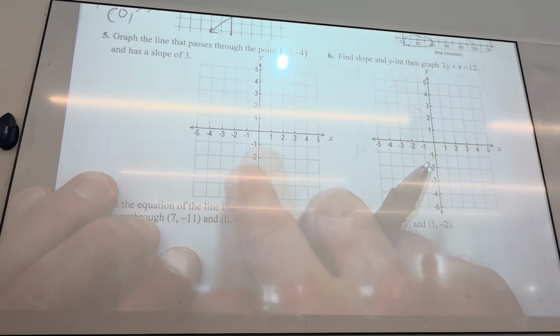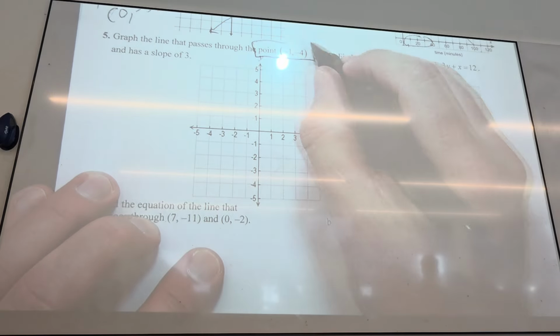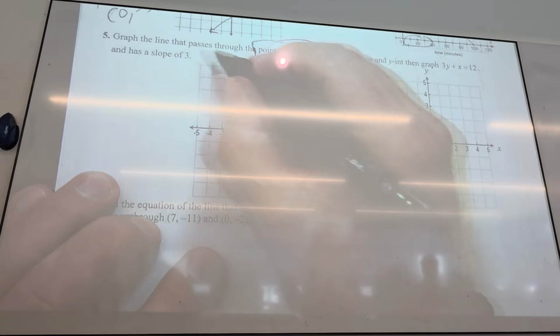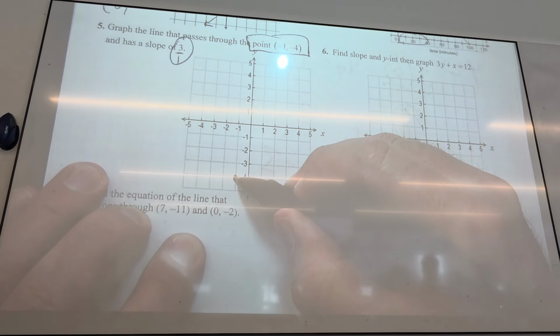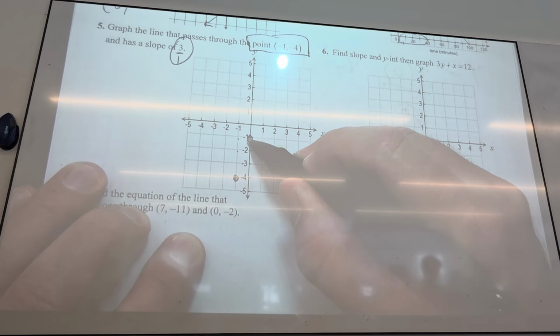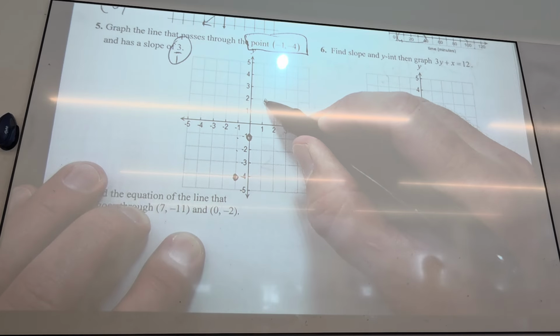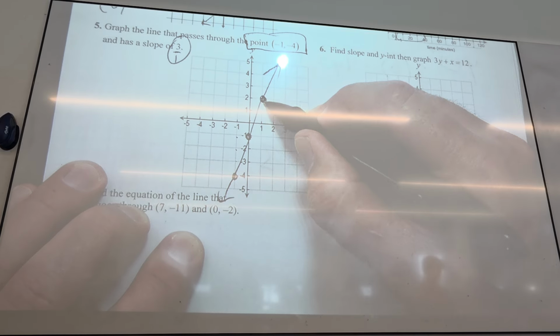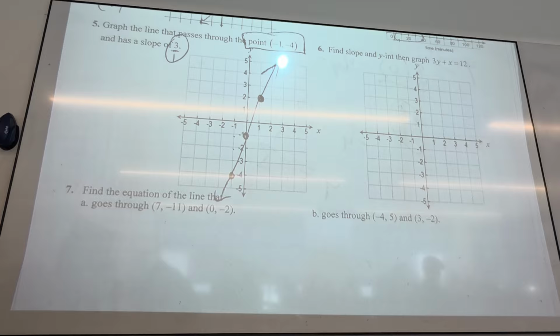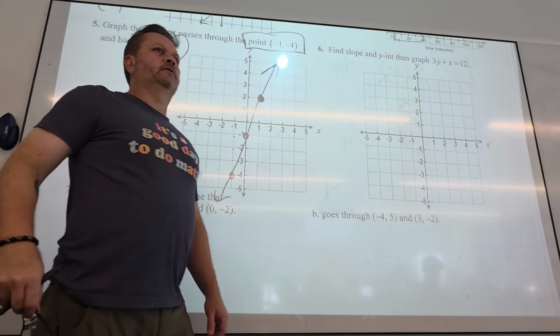This one, I tell you where to start, and then I tell you how to move. So how do I move from here? 3 over. Yeah, 1, 2, 3 over 1. Make that big.